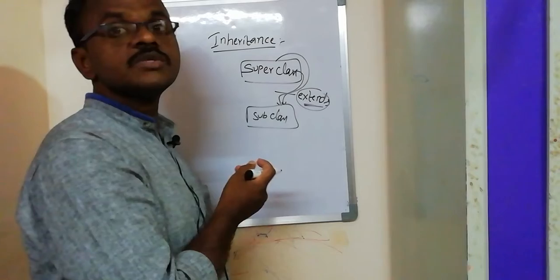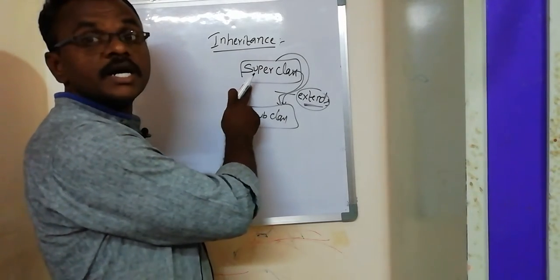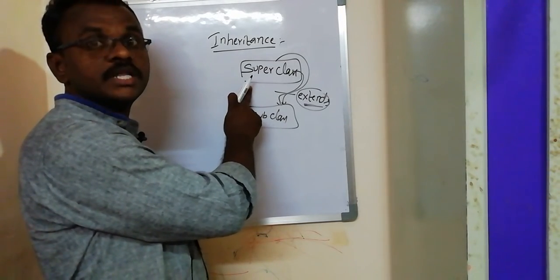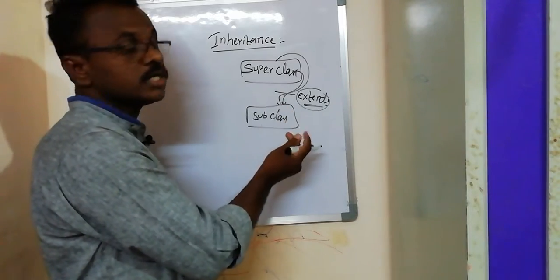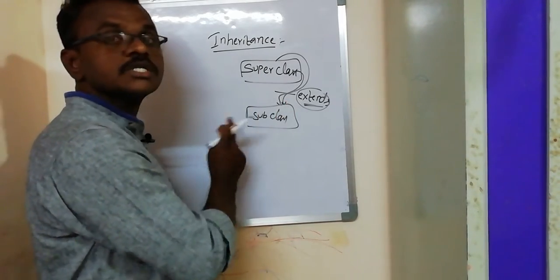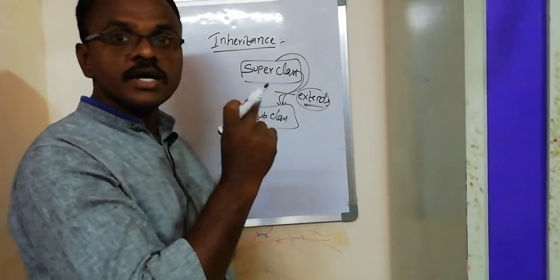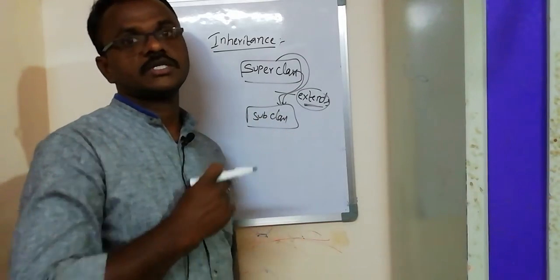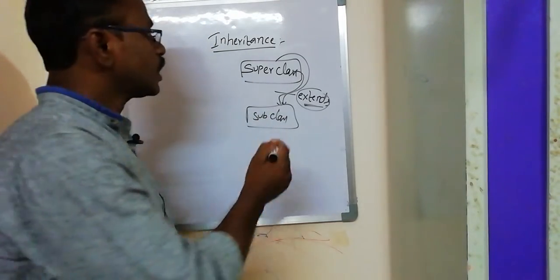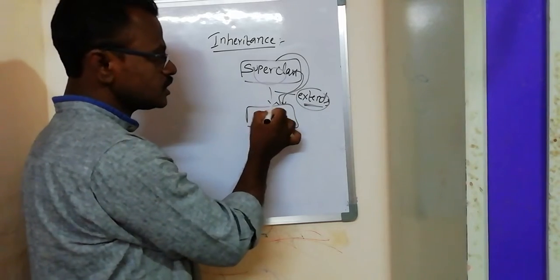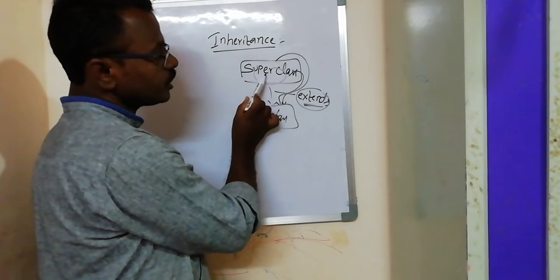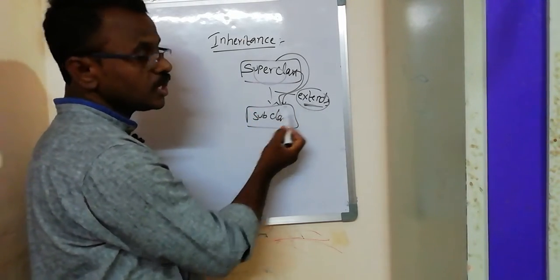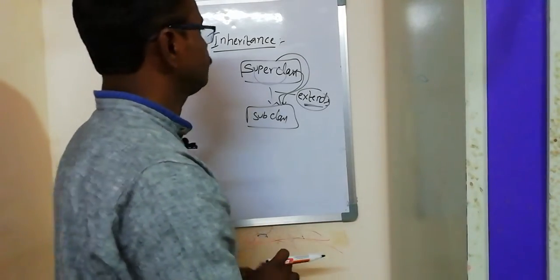The properties means the class can contain some data and methods. These are all called properties. Those properties inherit in the subclass. This is what inheritance means: superclass properties inherit in the subclass. The superclass properties go into the subclass using the keyword extends.